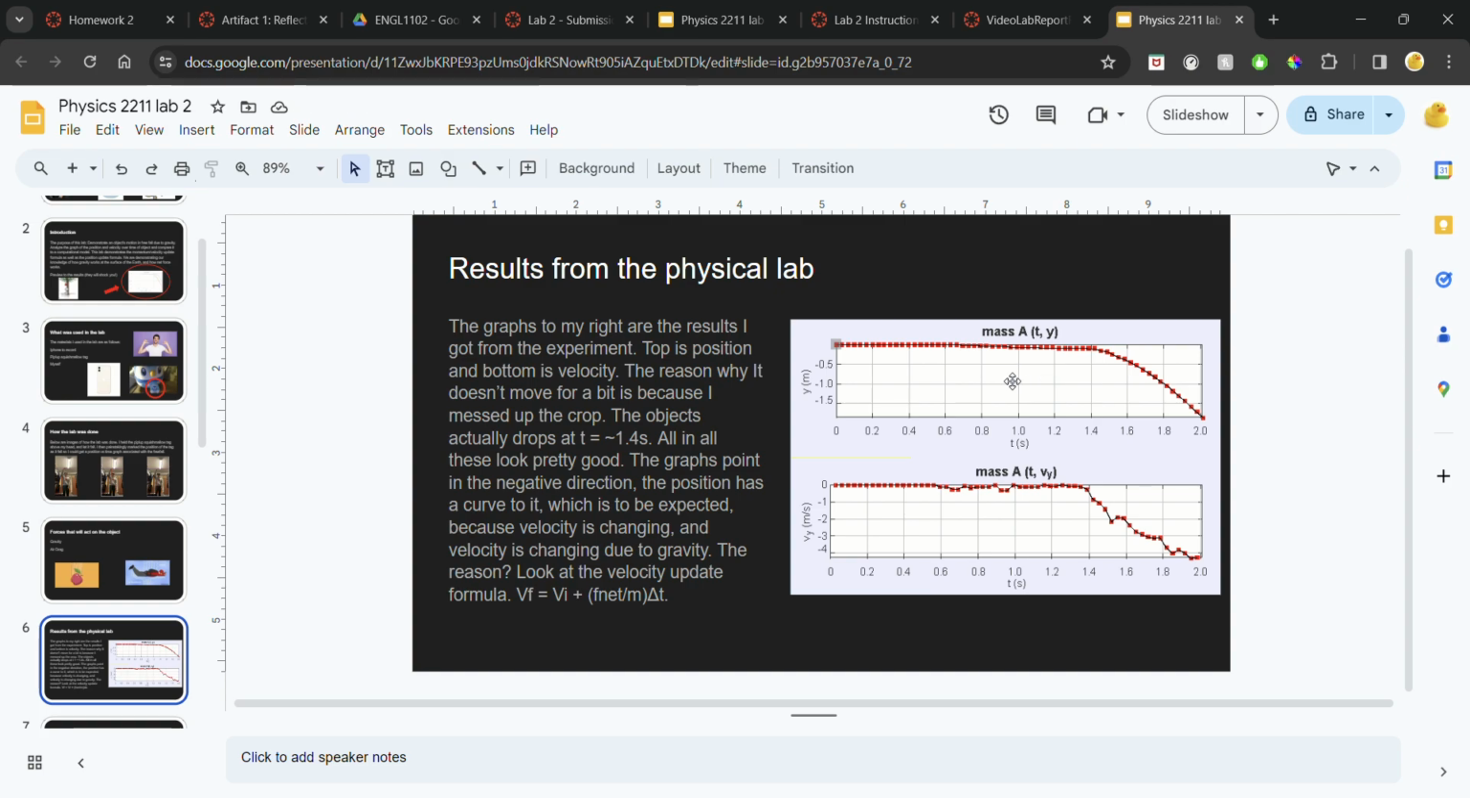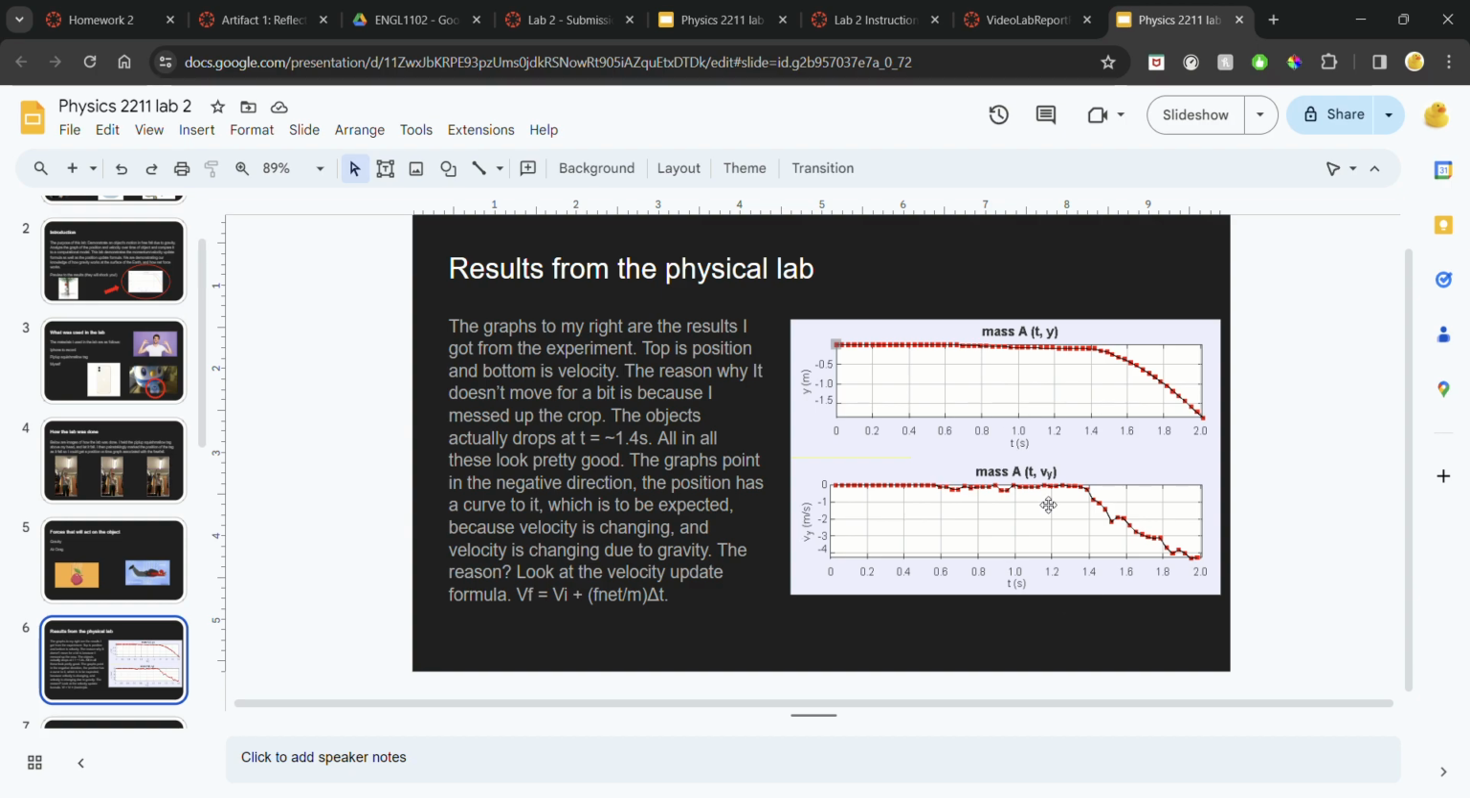Here are the results from my physical lab. To the top right, we have my position versus time graph, which as you can see is pretty curved, that's good. And then my velocity versus time graph, which is close to a straight line, but not really. Also, it doesn't move here because I just held it above my head for about a second before dropping it. Don't worry about that. Basically, motion starts at 1.14 seconds.